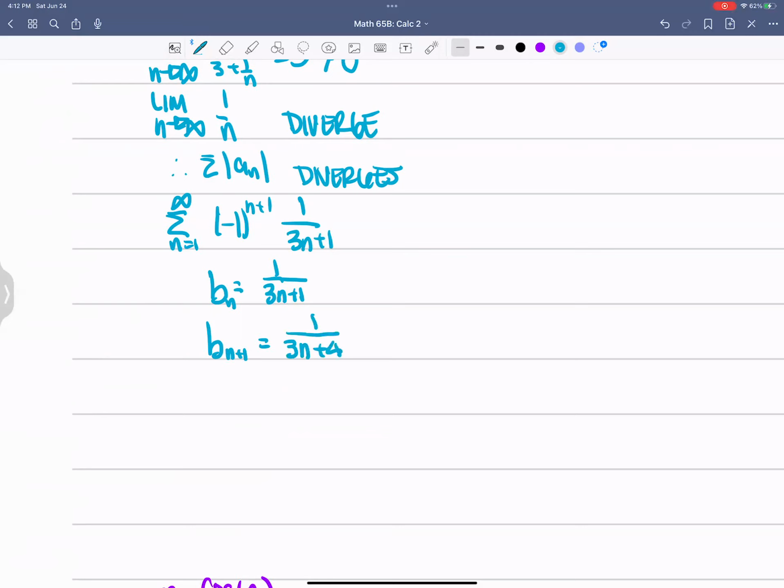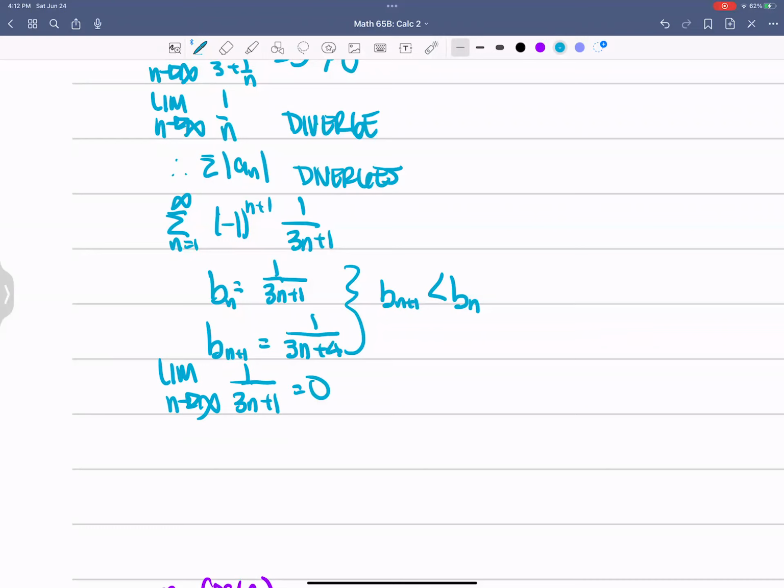So we have that b sub n plus 1 is less than b sub n. Now we can move on to the second condition of the alternating series test. The second part is taking the limit as n approaches infinity of 1 over 3n plus 1, and this ends up going to 0. So it's satisfied both conditions.